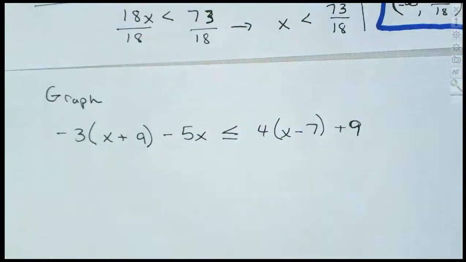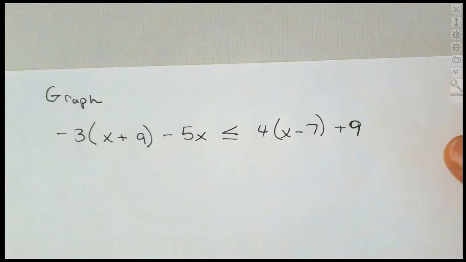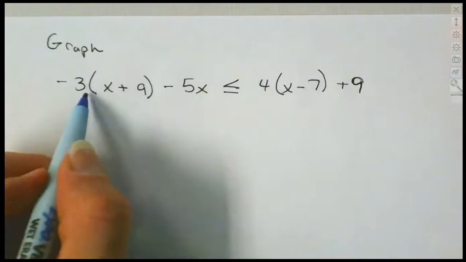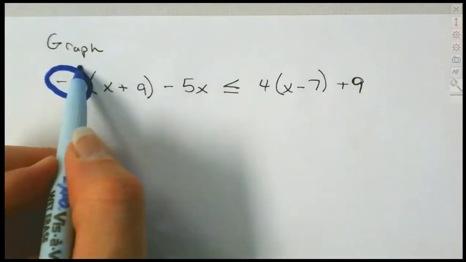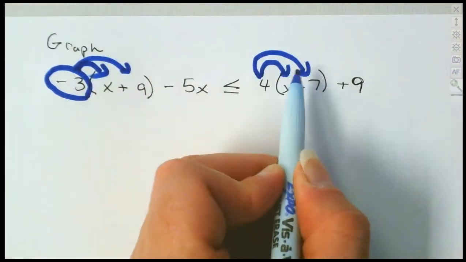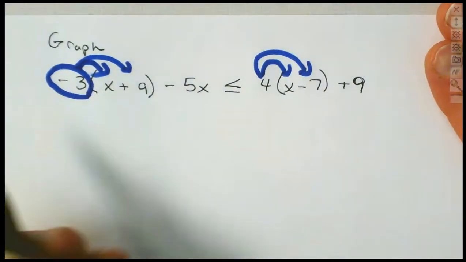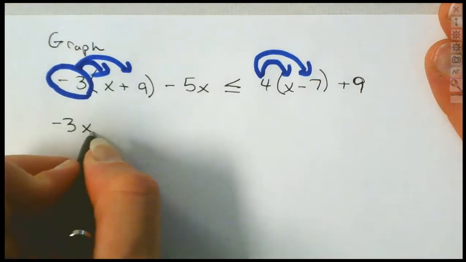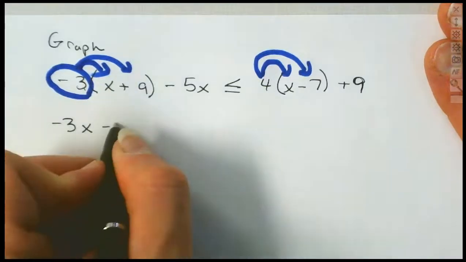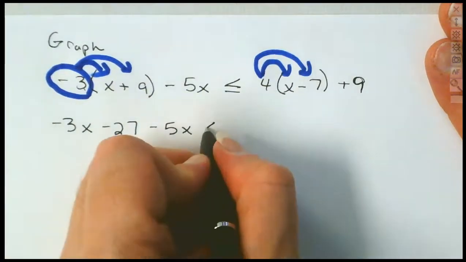Okay, so this is what we're going to look at here. So what are we going to do? Well, just like we always do, parentheses go first. Make sure when you distribute that negative 3 through that you remember it's negative. So I'm going to circle it and distribute it through. Remember it's negative, so I always like to circle that negative so I don't make a mistake. So negative 3 times x makes a minus 3x. Negative 3 times positive 9 makes a minus 27. And we've got the minus 5x.